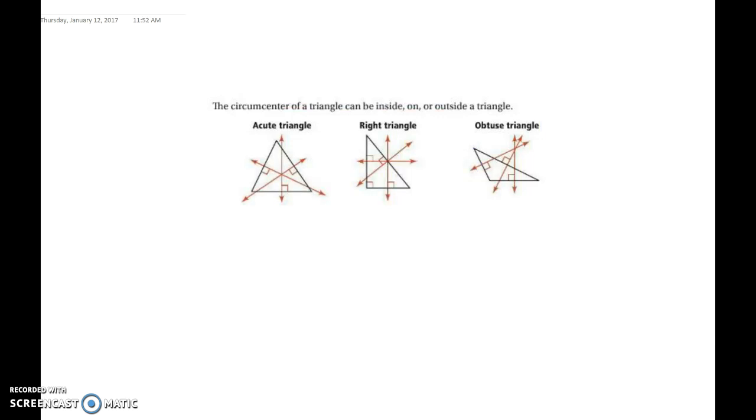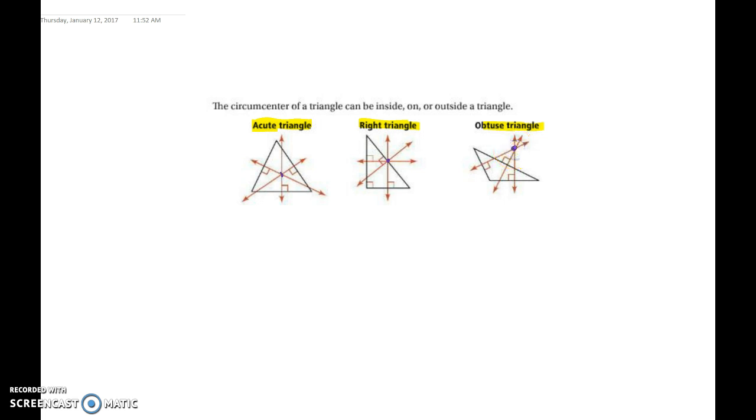Our circumcenter can appear in three different ways. If we have an acute triangle, it is 100% all the time, every time, going to appear inside of your triangle. So when we have an acute triangle, the circumcenter will be inside. When we have a right triangle, 100% of the time, the circumcenter will fall on our hypotenuse. So the circumcenter will always be on our hypotenuse. And when we have an obtuse triangle, the circumcenter will always appear on the outside of our figure.